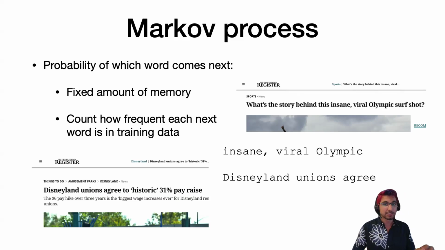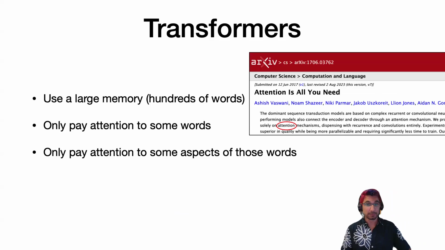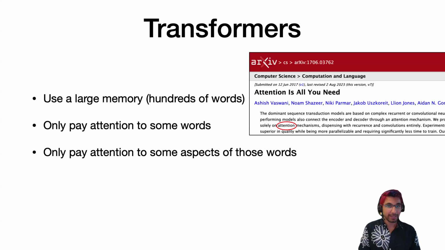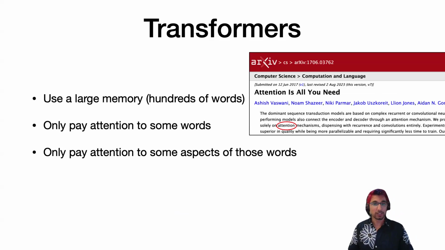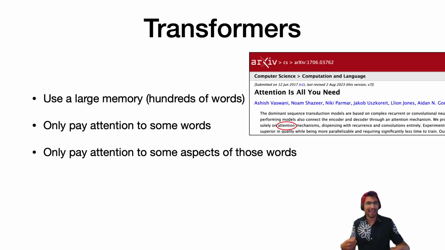But there was a major breakthrough in 2017 that fixed this issue. And this is what they call the transformer and what they call attention. What they did was take a longer memory, hundreds of words, maybe even thousands, not just 3. But instead of paying attention to every single word and looking for that entire sequence in the training data, they only paid attention to certain aspects of these words.